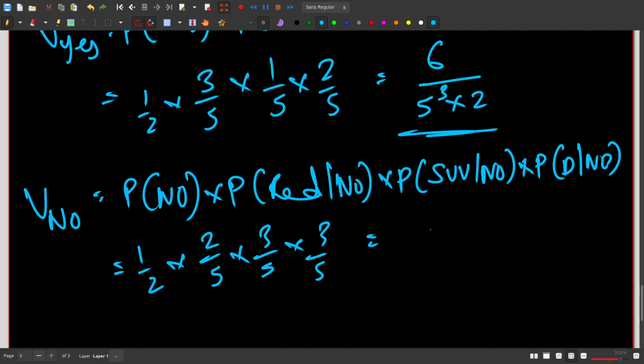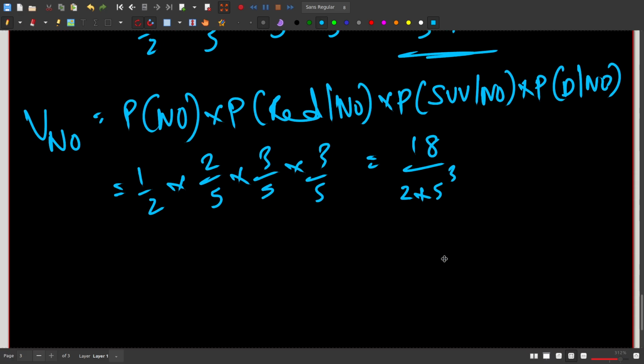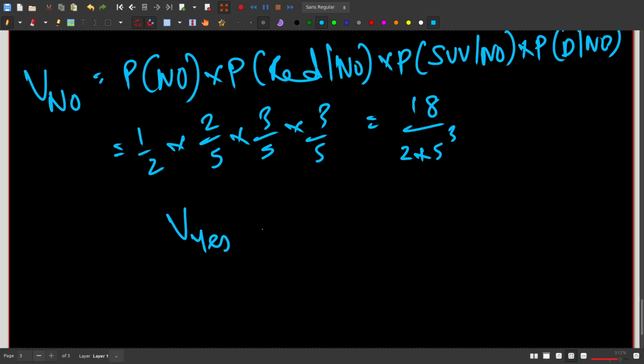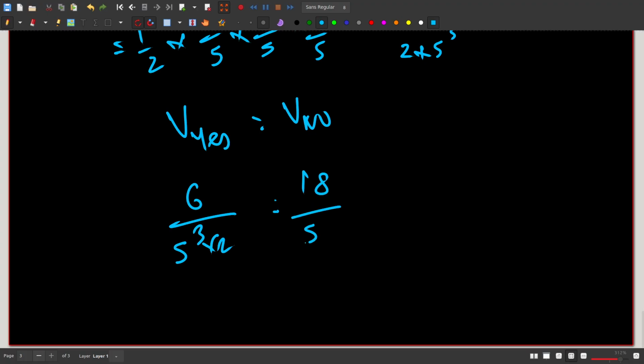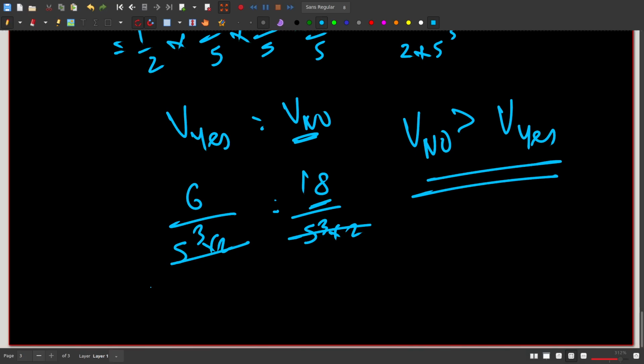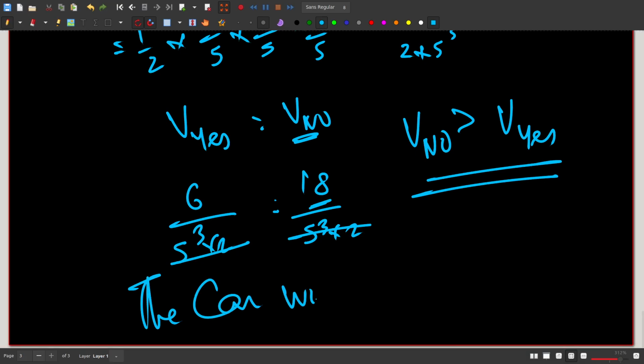Now you can of course go ahead and do calculation here, but I think what can be very easily understood here is that if you compare them, right, so value of yes and value of no, you will notice that with yes you have 6 by 5 cube times 2, and with no you have 18 by 5 cube times 2, by whatever it is. So you can get rid of the denominator and you will notice that no has 3 times more chance of happening, basically, right? So we can say that the value of no is much greater than value of yes, therefore the car won't be stolen.